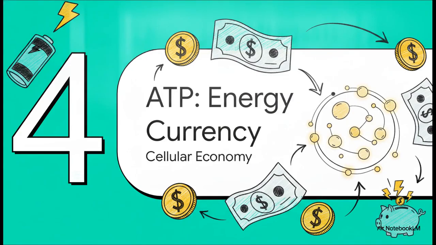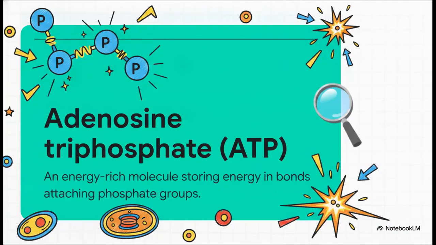This takes us to Section 4, ATP, the energy currency. I want you to think of your cell as having its very own economy, one that actively spends currency. Well, that currency is ATP, or adenosine triphosphate. It is an energy-rich molecule where energy is safely stored in the bonds by which phosphate groups are attached to each other. These molecules are stored in the cells as per their need.